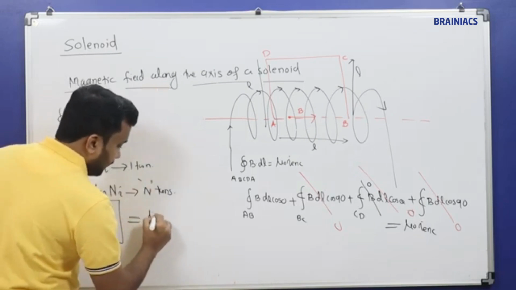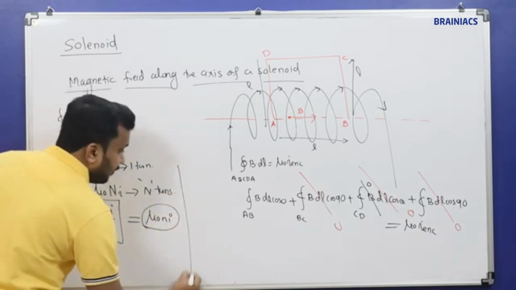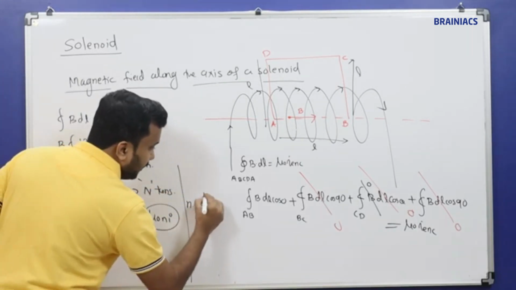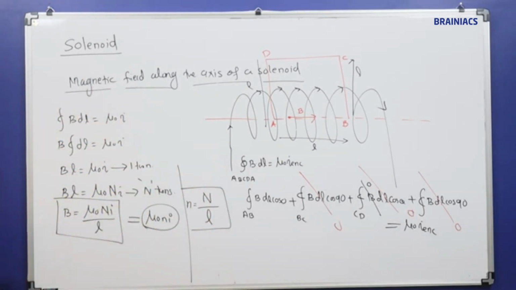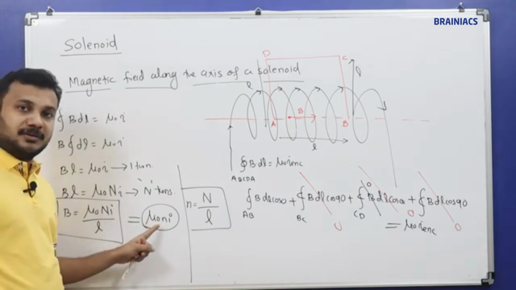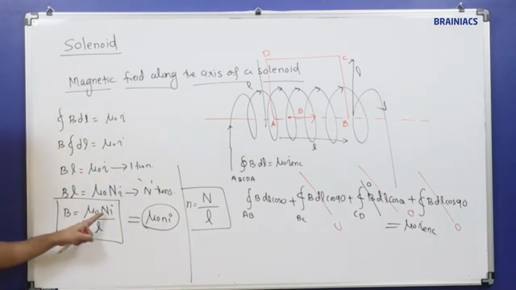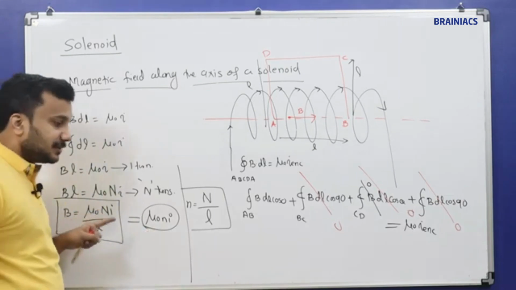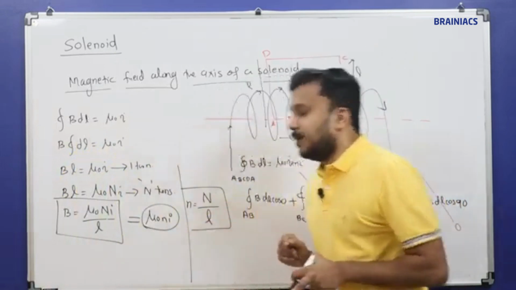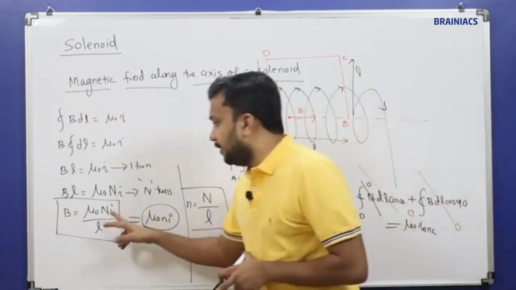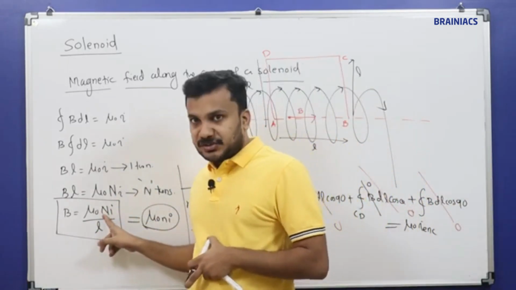This can also be written as mu 0 times n I. But you have to remember one important formula: n is equal to number of turns by length. This is important. Normally, if the number of turns is given, you do not substitute in this equation, you substitute in the other equation. Capital N is called the number of turns. Small n is not the number of turns, but capital N is called the number of turns. So when the number of turns is given, you have to use this equation.